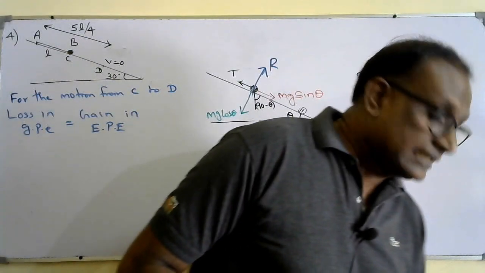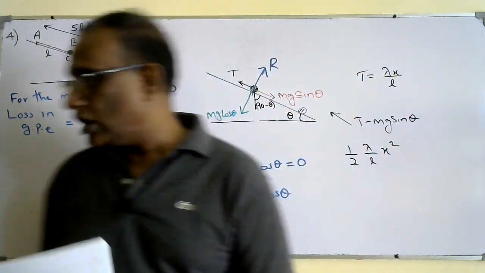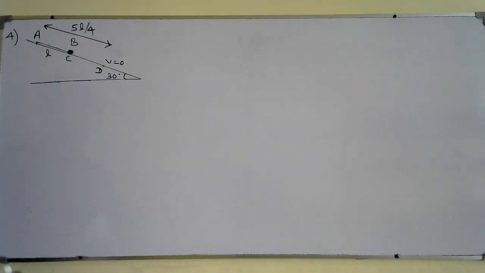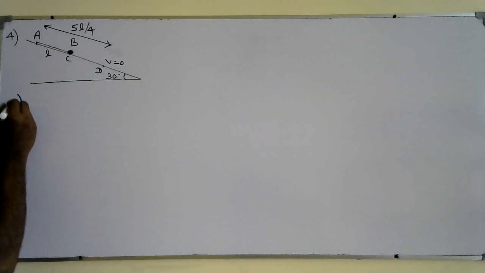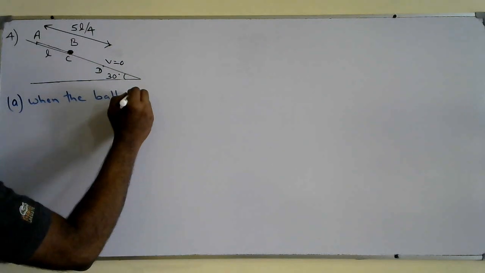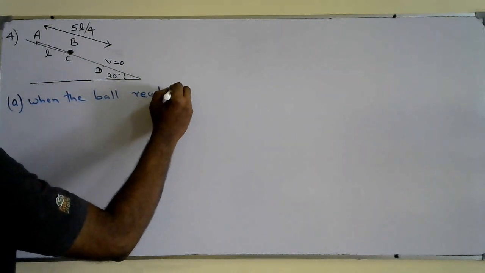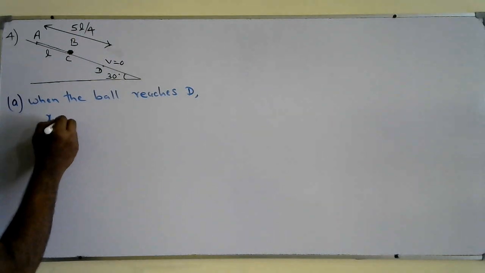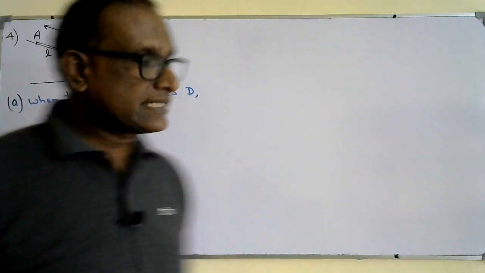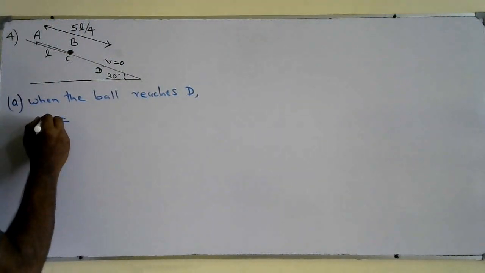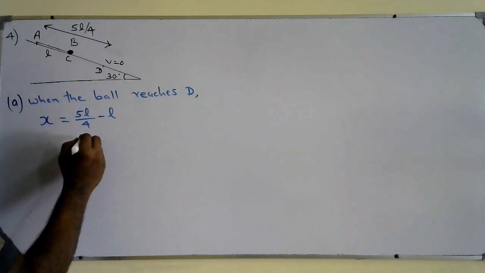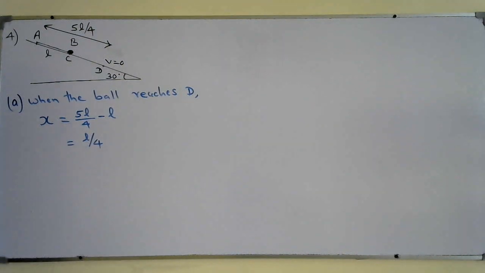Before that, I need to find certain things, like how much the extension is. After that, I'm going to use this equation. When the ball reaches D, the extension, AD, is given as 5L by 4, and the natural length is L, so extension X is equal to 5L by 4 minus L, which is L by 4. One-fourth of L is the extension.